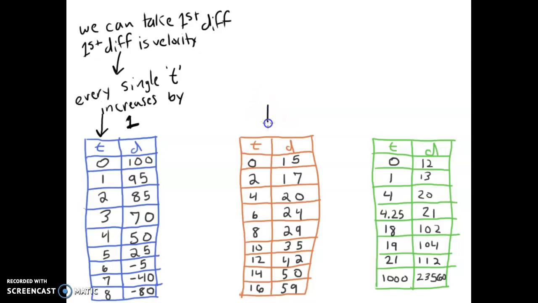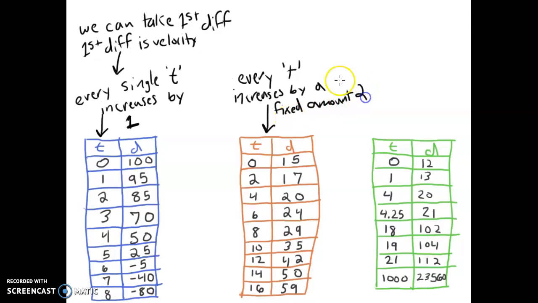Now, in this second data table, again, pay attention to this t column and notice that every t increases by a fixed amount. That fixed amount in this case is 2. In this case, we can still take the first difference, but the first difference isn't actually velocity because the first difference increases by 2 each time.